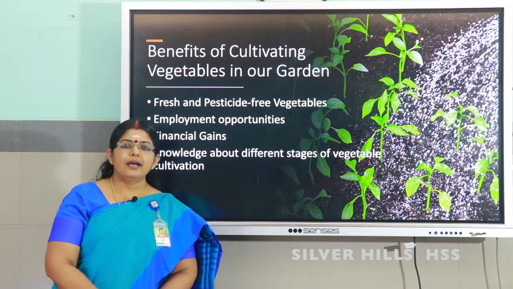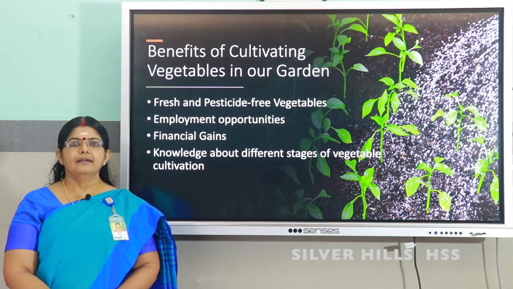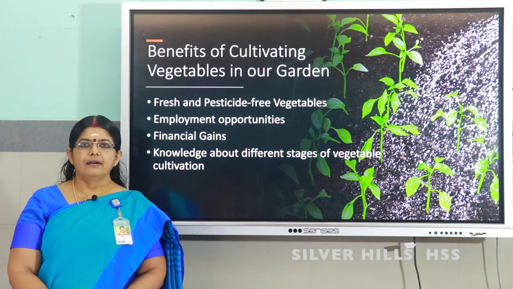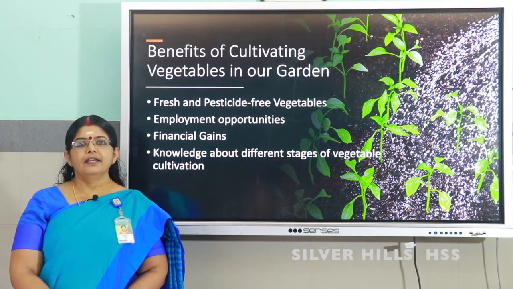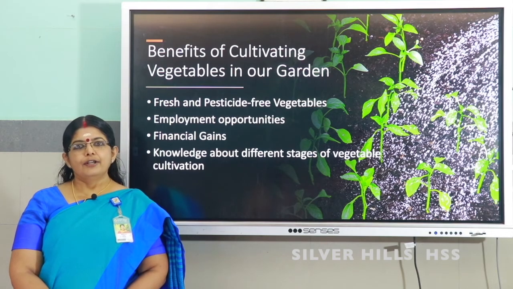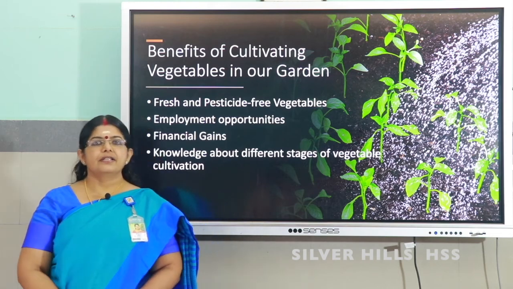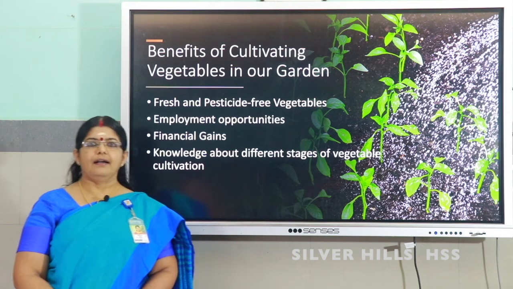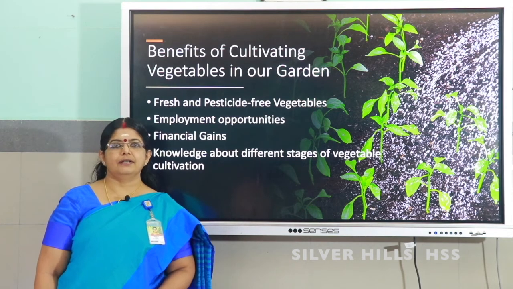Then, what are the benefits of cultivating vegetables in our own garden? Dear children, nowadays we are depending upon other states for many of our food items. So, it will be better if we cultivate food items in our own vegetable garden. What are the benefits of cultivating food items in our own vegetable garden? We will get fresh and pesticide-free vegetables.